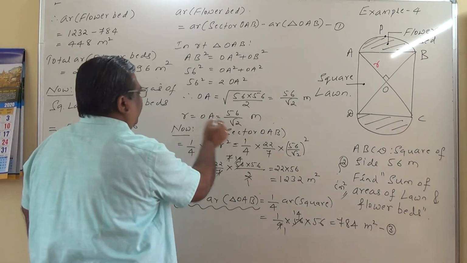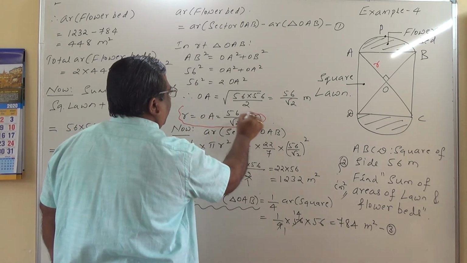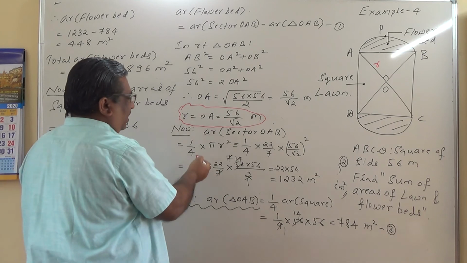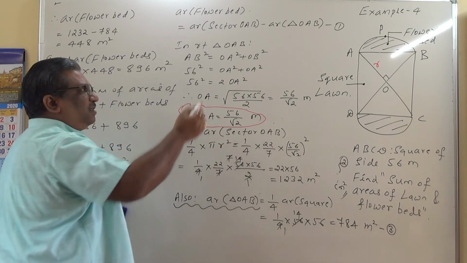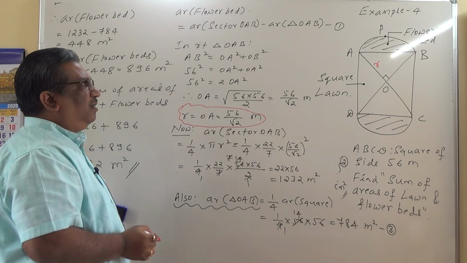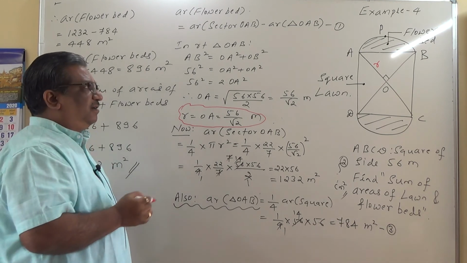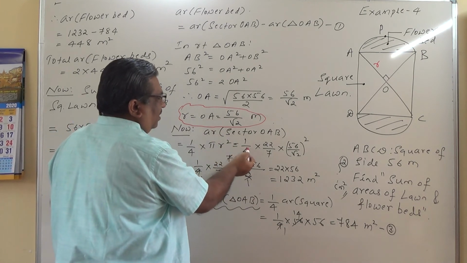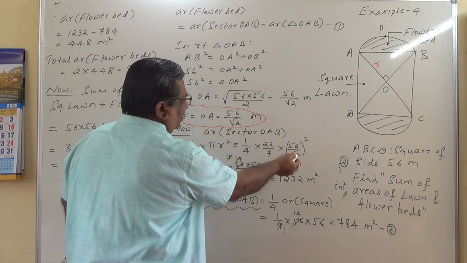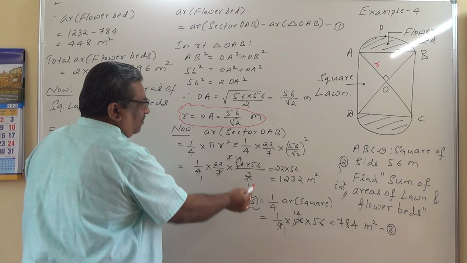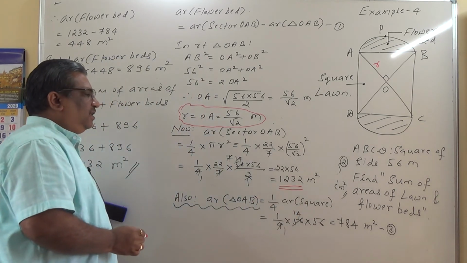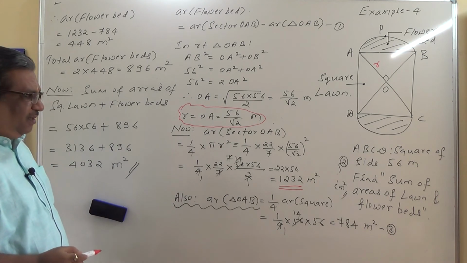So R is the radius here, this is the radius of the sector. Area of the sector can be given as 1/4 pi r square, because it is a quadrant there, because 90 degrees is the angle of the sector, hence it is a quadrant. So 1/4 into 22 by 7 into 56 by root 2 the whole square. If you simplify, I get the area of the sector as 1232 square meters.